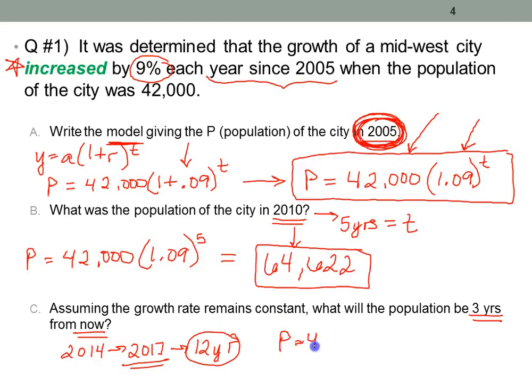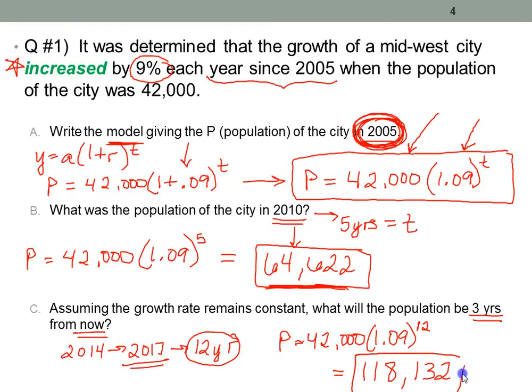So we have population equals 42,000 times 1.09. This time we have 12 years that are passing. Again, our population is increasing, so it should be greater than 42,000. And if we reference question B, this was in 2010, the 64,000. So if we're doing 2017, we should be even bigger than this 64,000. When we type this in, we have a population of 118,132 people. So that's our first equation. That is our increase, or our growth.